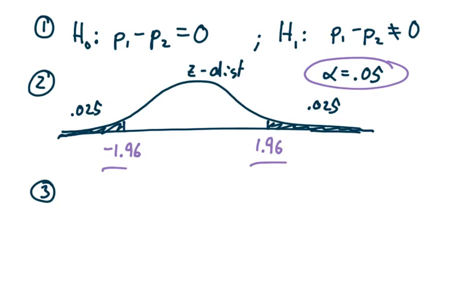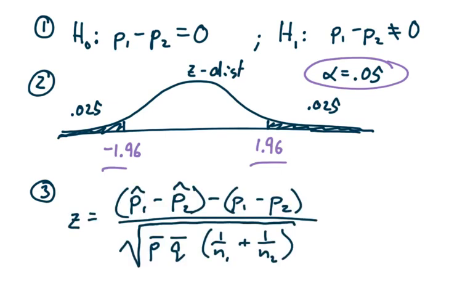Step 3, we're going to compute the test value. Okay, so we have this long-winded formula: P1 hat minus P2 hat minus the whole quantity P1 minus P2, all divided by the square root of the whole thing, P bar times Q bar times the quantity 1 over n subscript 1 plus 1 over n subscript 2. Wow, that's a whole lot. That's why I write these things ahead of time when the screen is paused.